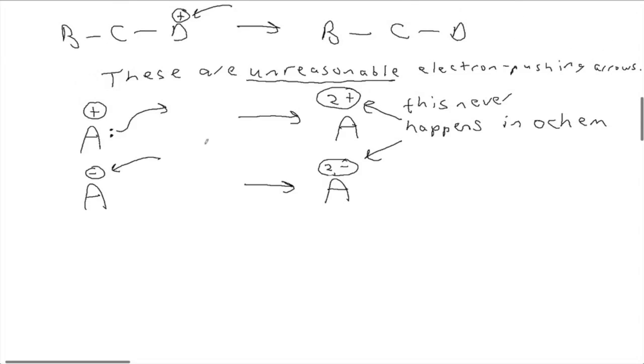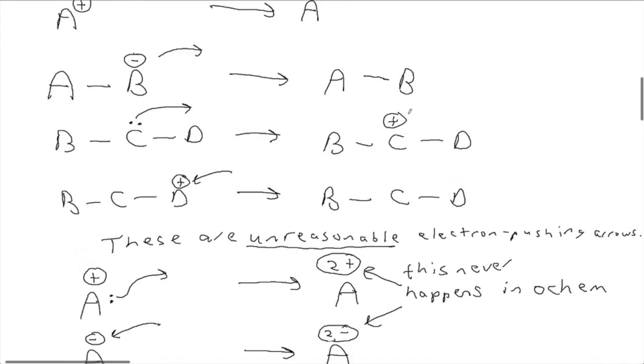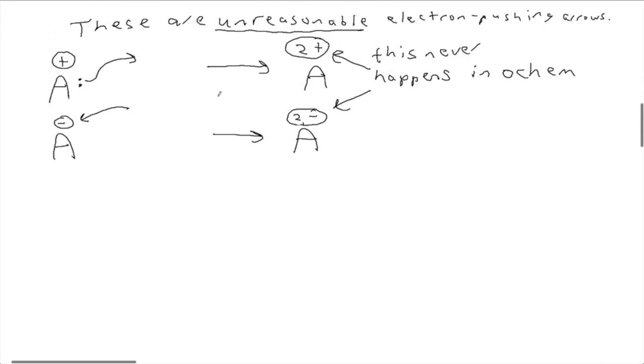So the main thing we're focusing on right now is how to draw the product, given the electron-pushing arrows. But we just did a little short lesson on how to figure out the right arrows to draw. The first lesson in how to figure out the right arrows to draw is don't draw arrows that end up giving you positive 2 or negative 2 charges. Don't draw arrows that would give you a positive 2 or a negative 2 charge. That's always a mistake. All right?